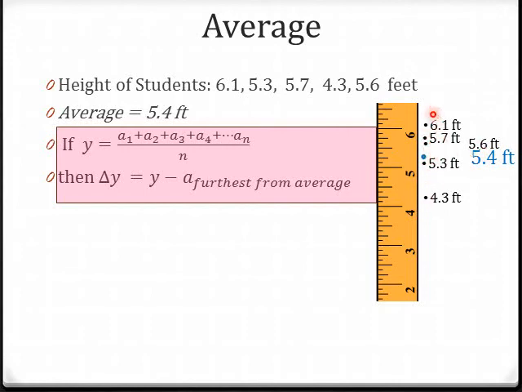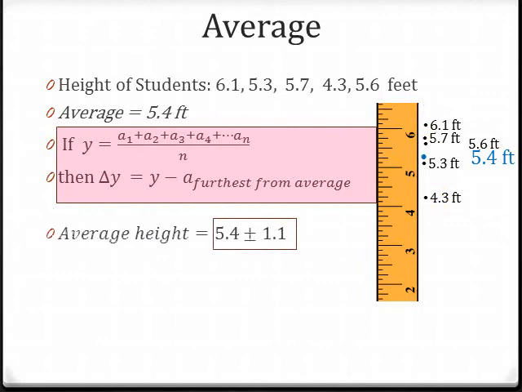The difference between 5.4 and 6.1 is 0.7. And we look at the difference here, and we get 1.1. So this is clearly farther. So we will say that is the uncertainty, both the plus and the minus, okay? So we say the average height is calculated to be 5.4 plus or minus 1.1. Now, this is one of the methods we use for finding the uncertainty of an average. However, we also have to consider another alternative.